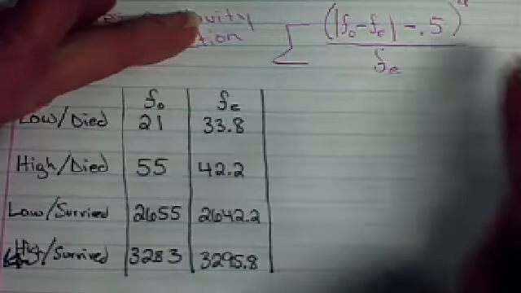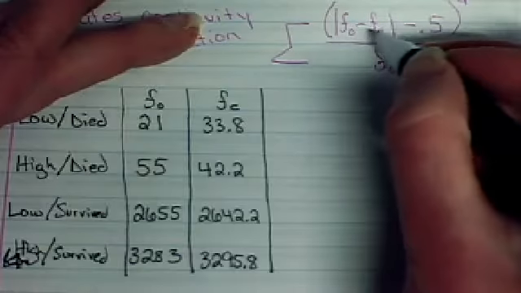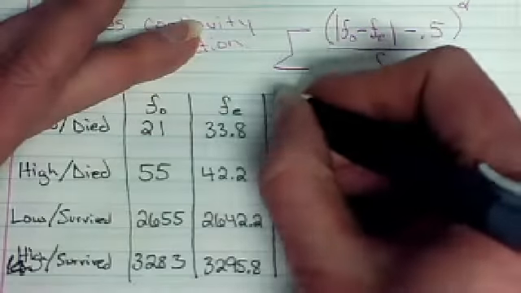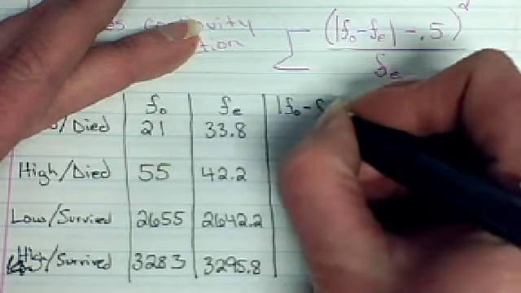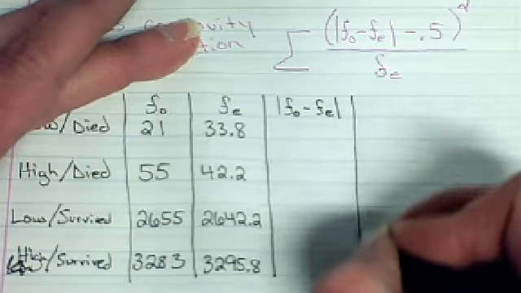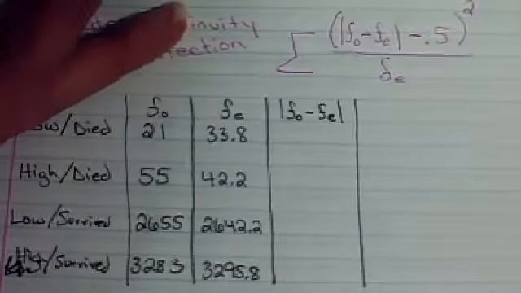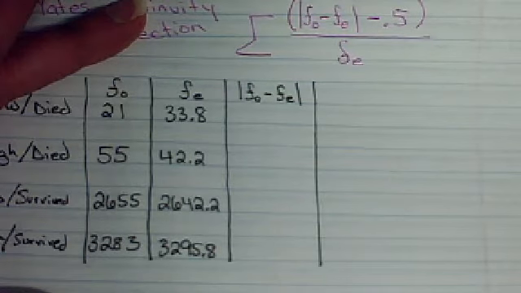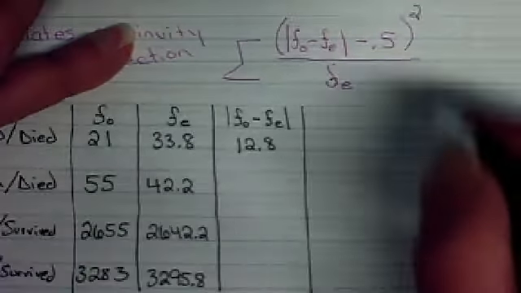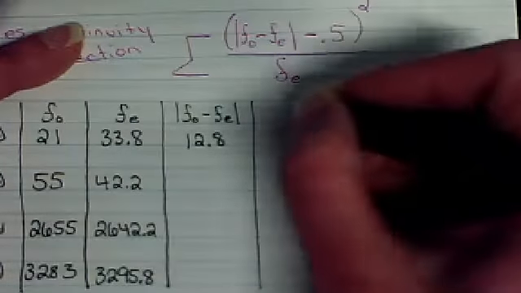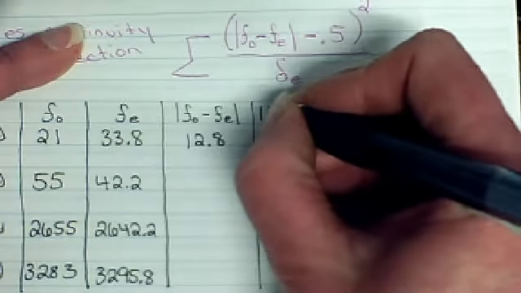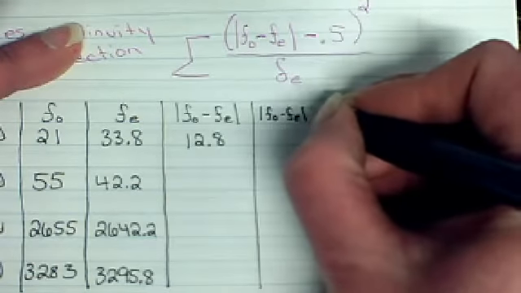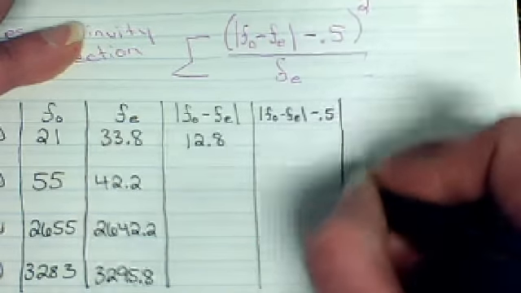Now, the next part of the formula says to take the difference, but to take the absolute value of the difference. So, all we have to do is subtract them, but subtract them in such a way that you will always have a positive. So 33.8 minus 21. So I subtracted them in a way that I was going to have a positive answer. The next thing I'm going to do is subtract 0.5. So I'm taking that observed minus expected, and I'm going to subtract 0.5.